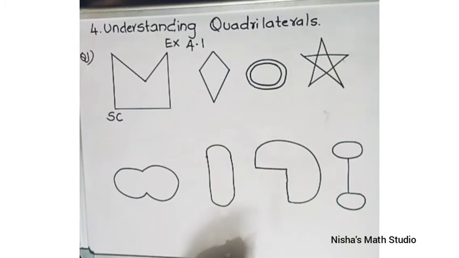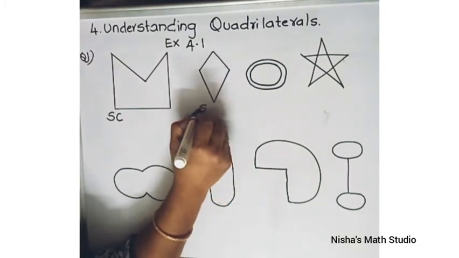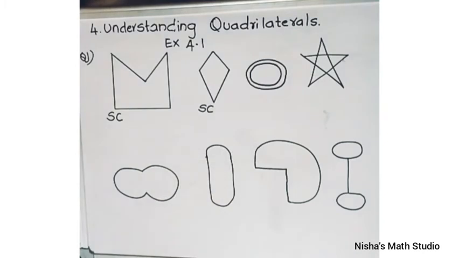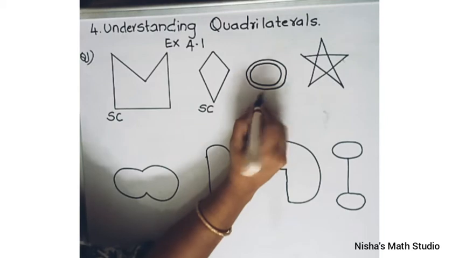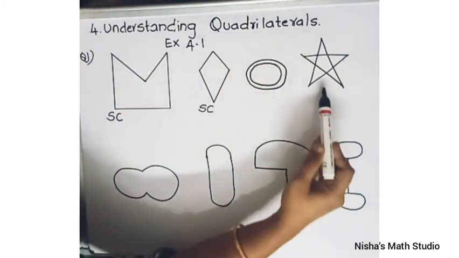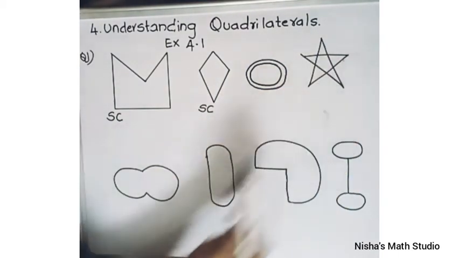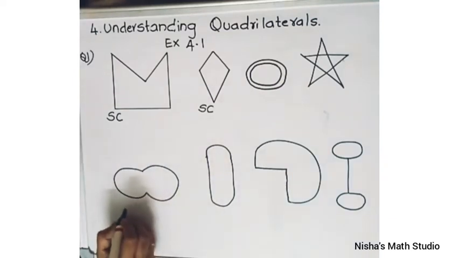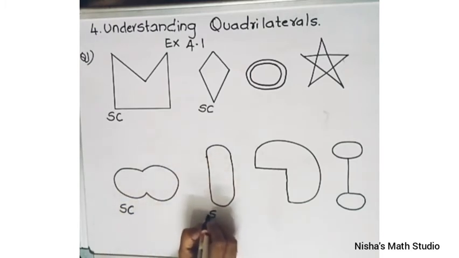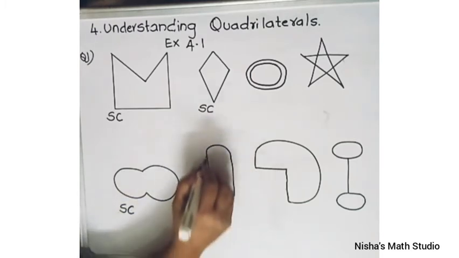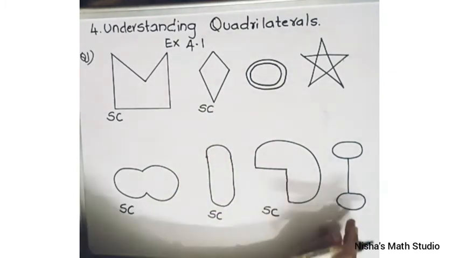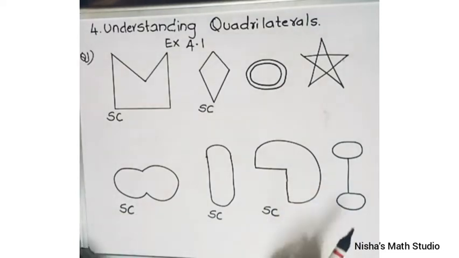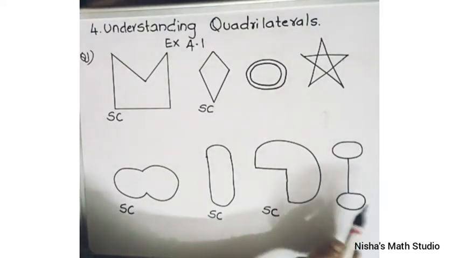What about this? Is it a simple curve? Yes, it is also a simple curve. This is not a simple curve because there are two lines there, two curves there, so it is not simple. So we are not going to write anything for this. This is also not simple because there is overlapping of lines. This of course is a simple curve. This is also a simple curve. It is made up of simply line segment, continuous line segment. This is also a simple curve. But this figure is not a simple curve because it is not with a single line.